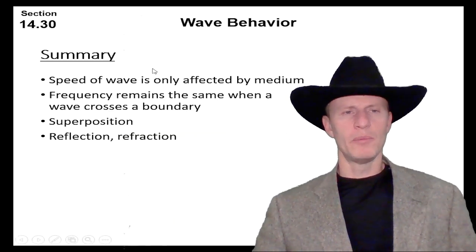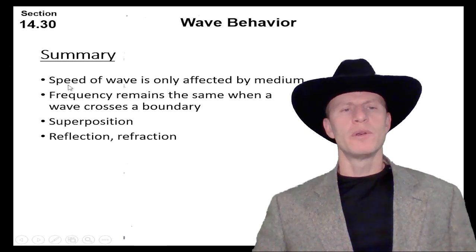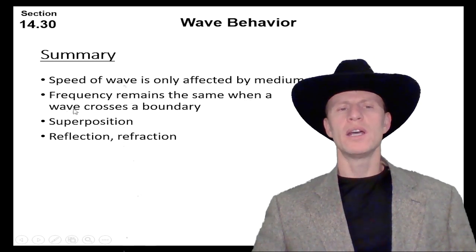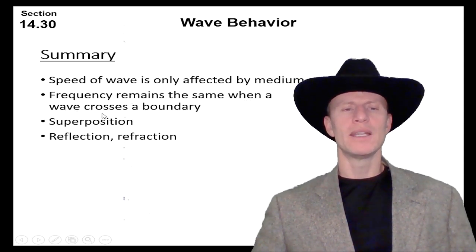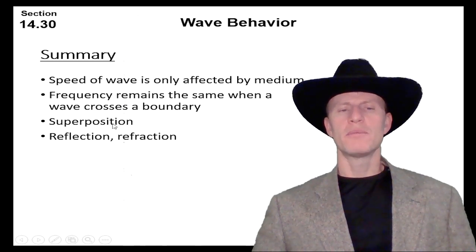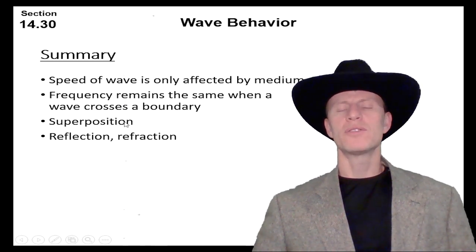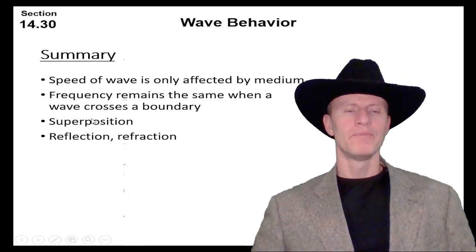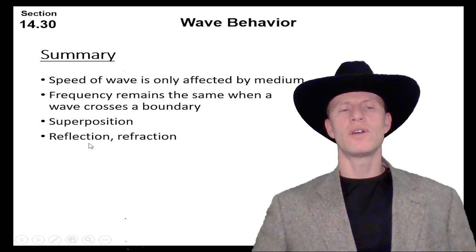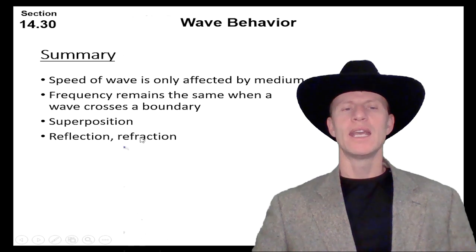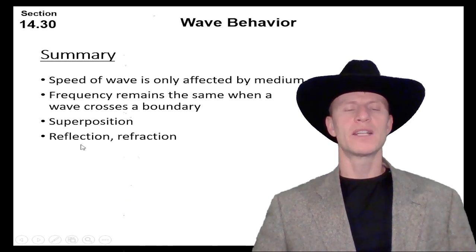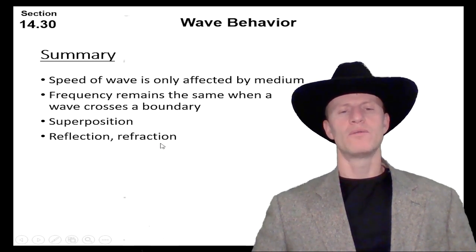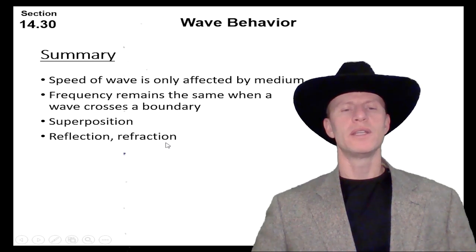And that brings us to the summary page on wave behavior. Remember, the speed of the wave is only affected by the medium, and the frequency remains the same when a wave crosses a boundary into a different media. Remember, the superposition talks about interference, and we had two types: constructive interference when the amplitudes increase, and destructive interference when they decrease. And that led us to the 2D wave drawings, where we could talk about reflection and refraction. Remember, the law of reflection states that the angle of incidence is equal to the angle of reflection, and refraction, where the wave bends when it changes media.